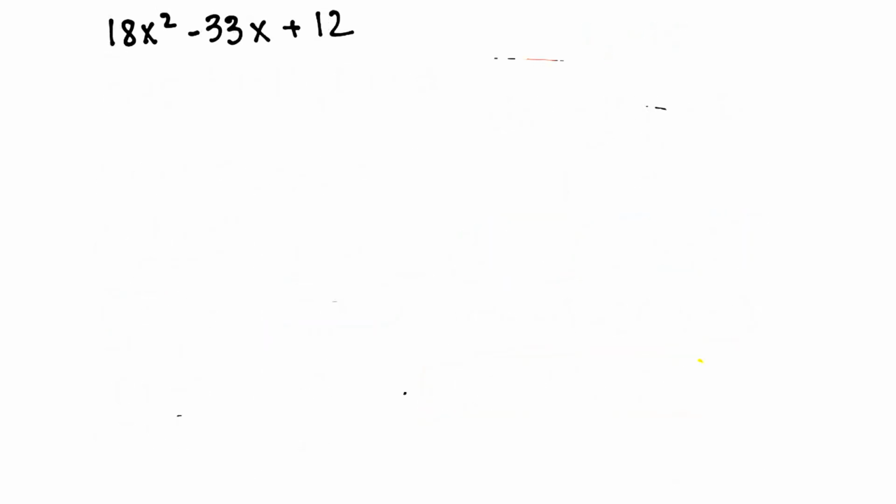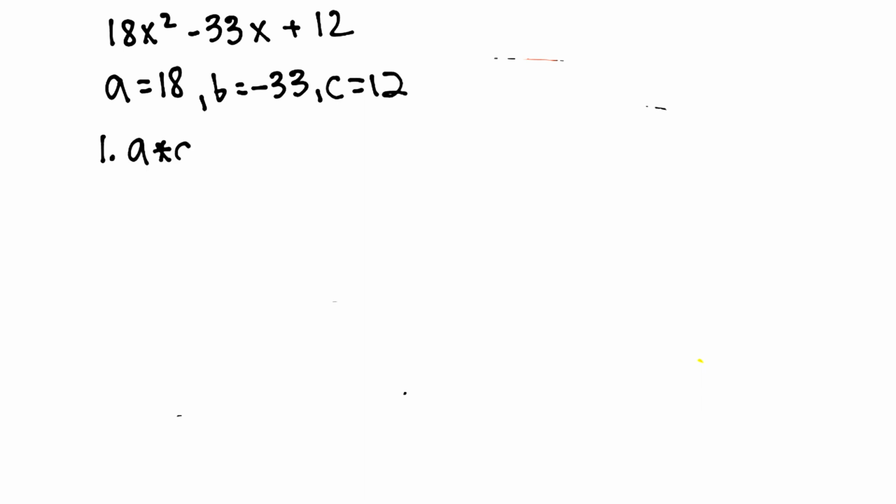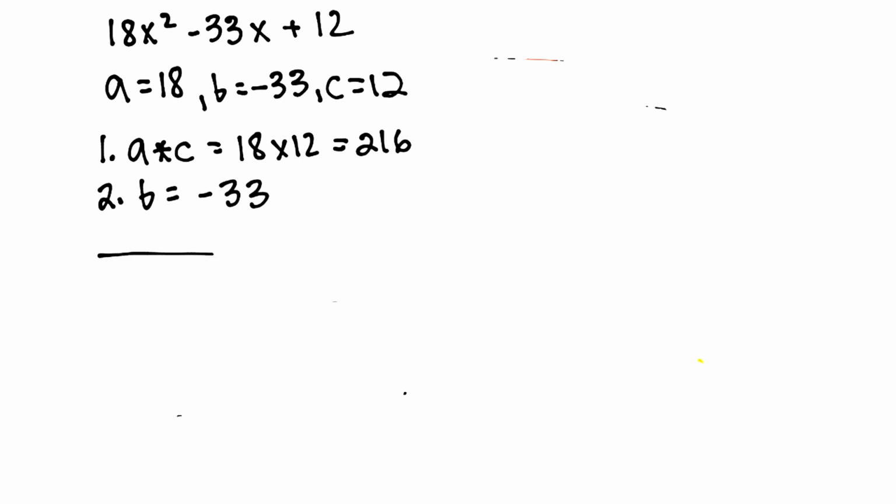So this problem is a little harder because our numbers are much larger, but if we follow the same rules, we'll get to an answer. So first, let's identify A, B, and C. A is 18, B is negative 33, and C is 12. So first we want to figure out A times C. So that's going to be 18 times 12, which is 216. Then we want to identify B, and that's negative 33.